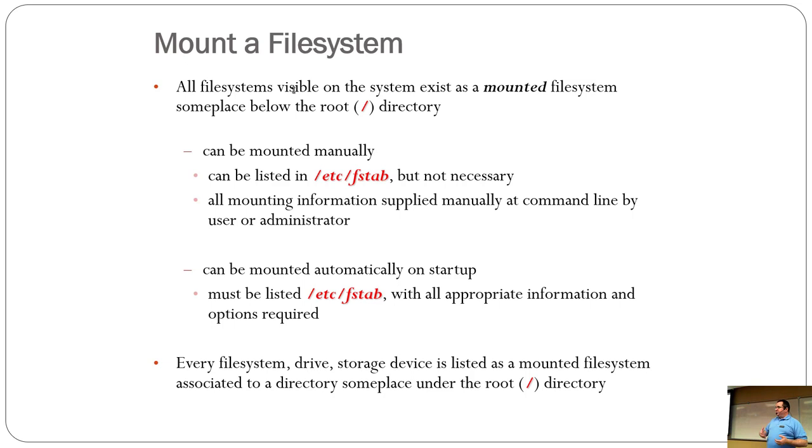So all file systems that are mounted on Linux exist somewhere under root. They can be mounted manually. They can be mounted automatically. That's what the fstab is for. And again, the last point reiterates the first point. Whenever you want to mount something, it has to be somewhere under the root.